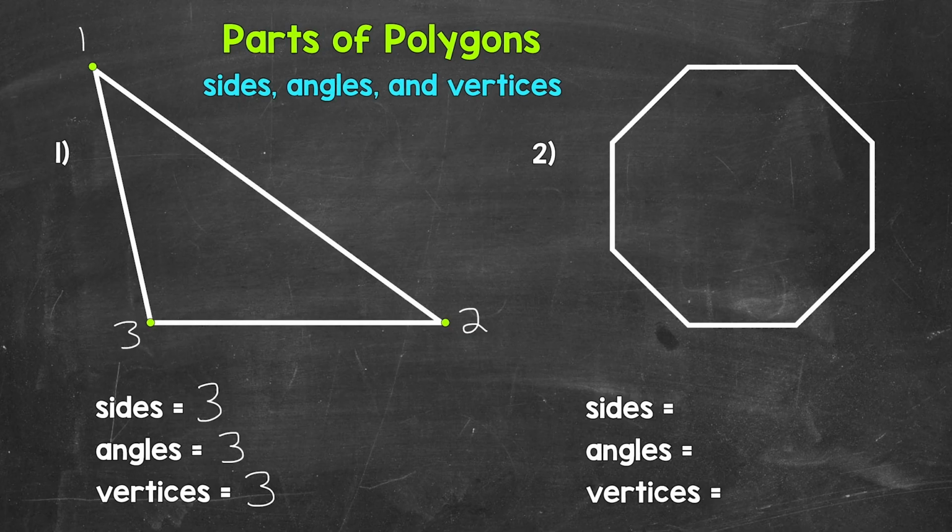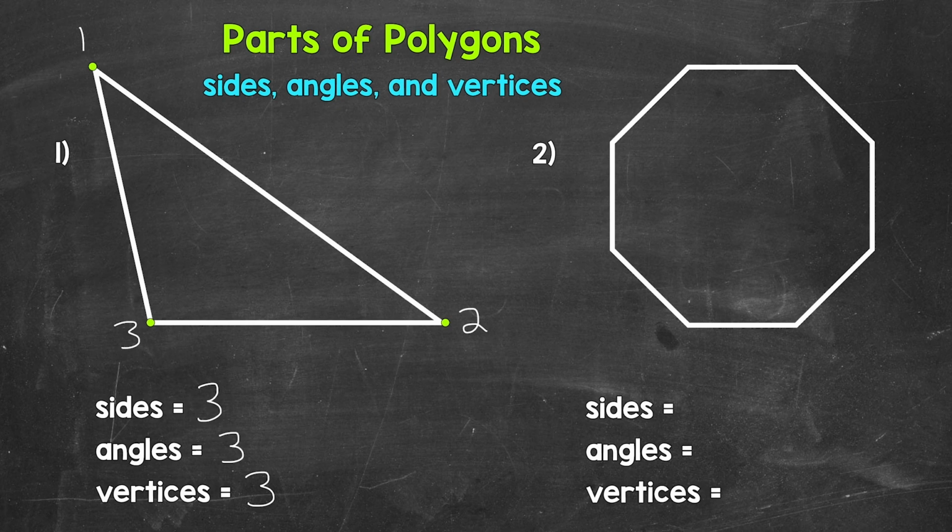Just remember, vertex is singular, so 1, and then vertices is plural, so more than 1. Now, what do you notice about the number of sides, angles, and vertices? Well, the number of sides, angles, and vertices were all the same. And for this example, that number was 3. And that's going to be the case for all polygons. The number of sides, angles, and vertices will all be the same.